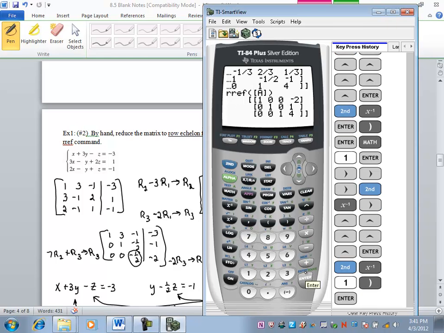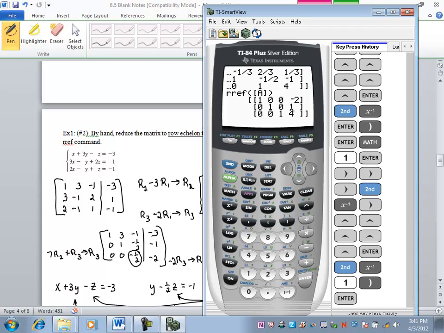Now check this out, folks. This is pretty cool, huh? Look at this. 1x equals -2, 1y equals 1, and 1z equals 4. Please notice how the elements in the right-hand column are representing the solution that we just found using row echelon form.